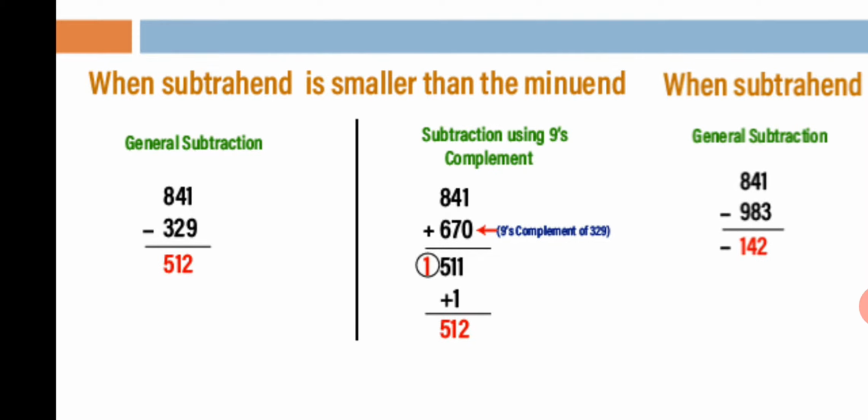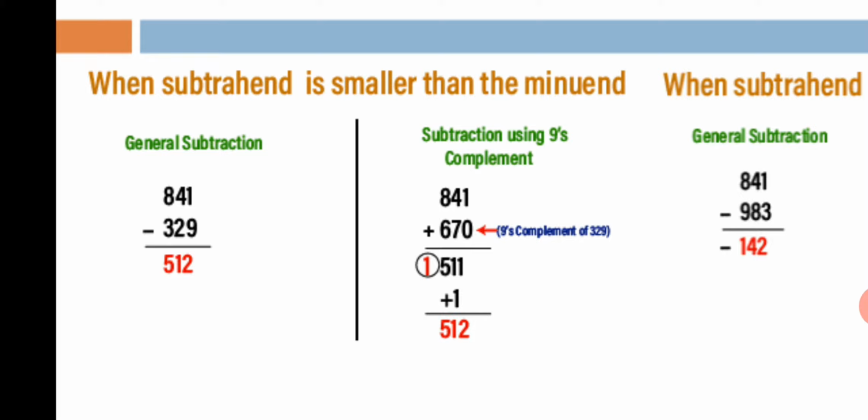So this is the example. The general example is 841 minus 329. In general form, you are subtracting 329 from 841, and you are going to get the value 512. On the left hand side, you can see that. But when you are using 9's complement for subtraction, this is the case when the subtrahend is smaller than the minuend. Correct? Here the subtrahend 329 is smaller than the minuend 841, isn't it?